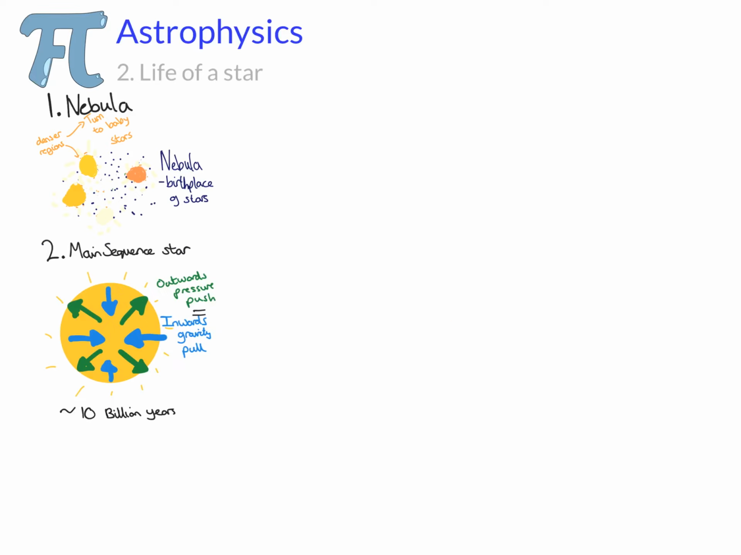Eventually, however, the star will run out of hydrogen fuel, and depending on how massive the star is at this stage, it will undergo different final stages of its life. Let's first look at stars of a similar size to, or smaller than, our Sun. When such a star runs out of fuel, the outward pressure created in the star starts to decrease, and so the gravity starts to collapse the star in on itself.